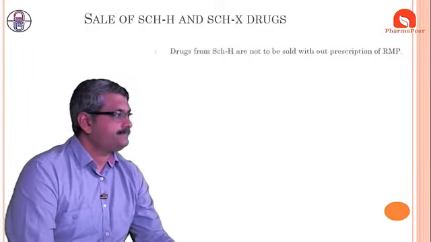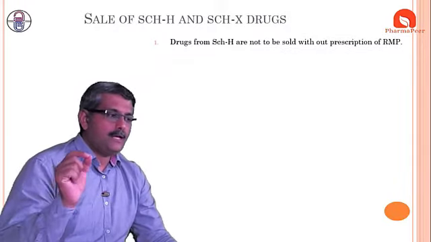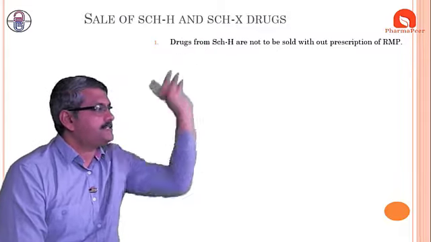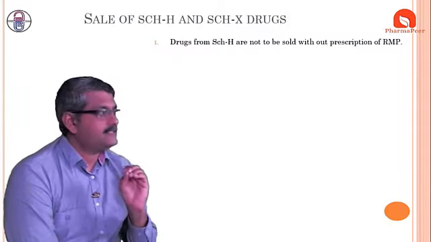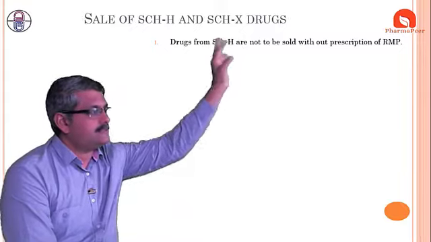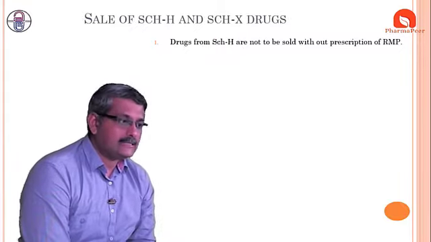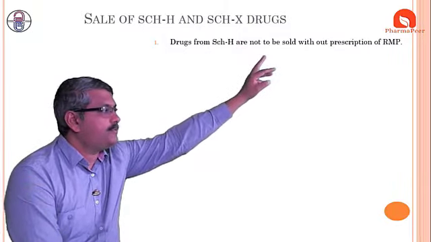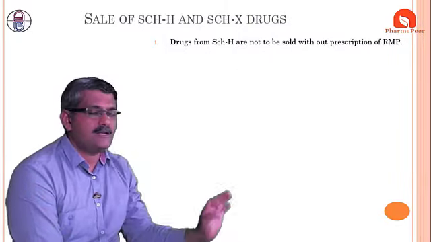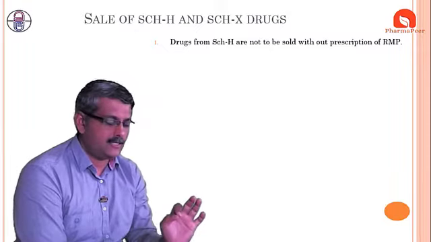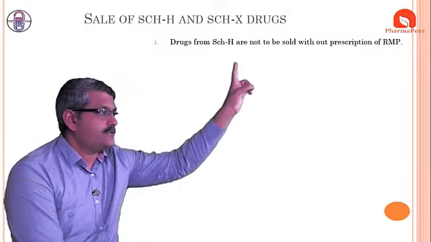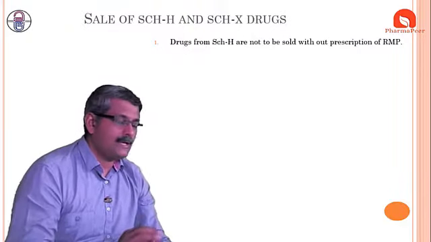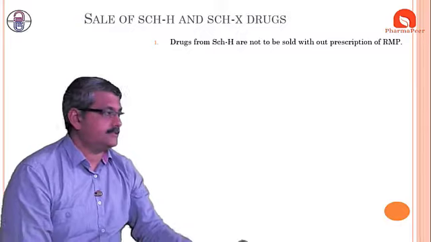So first is the sale of Schedule H and Schedule X drugs. That is one of the very important points. Whenever we are selling such drugs, Schedule H and X drugs, there are a few conditions. The drugs from Schedule H are not to be sold without a prescription of a registered medical practitioner, RMP. So for the sale of Schedule H drugs, it is a must that we should have a prescription of a registered medical practitioner.